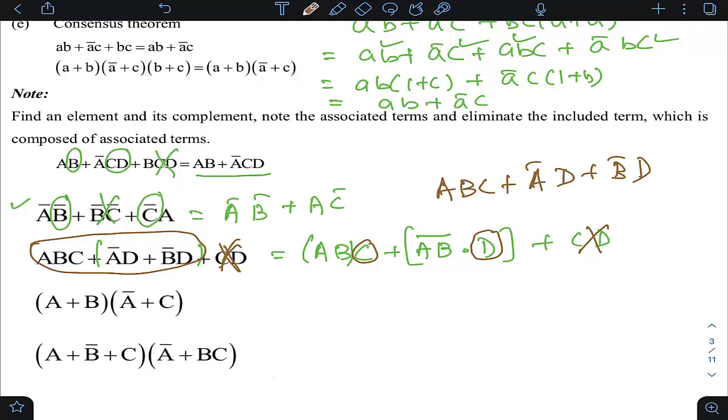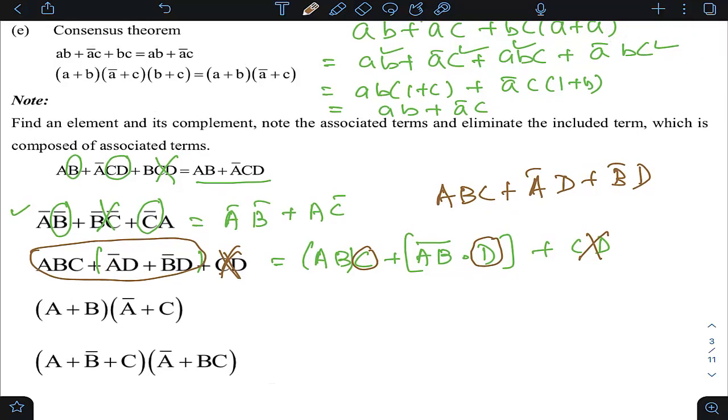So this is what is the consensus theorem. I believe it is clear to you. So you have to observe the pattern. Many times questions have been asked in the GATE exam. Here one more thing, students, one shortcut I would like to share with you. So what is the shortcut?